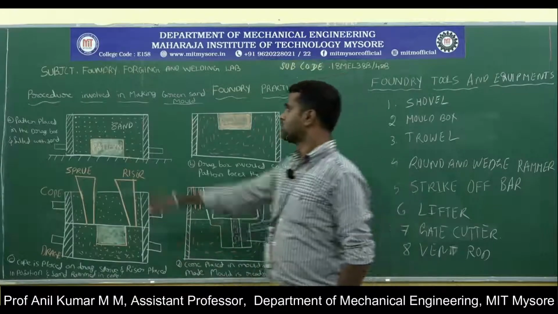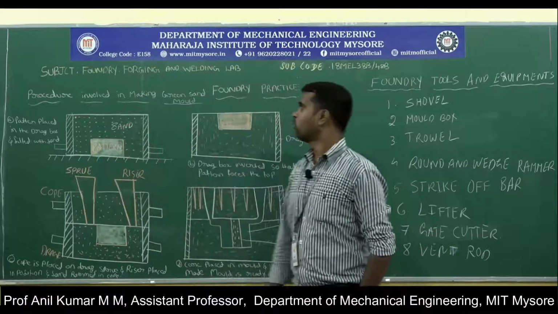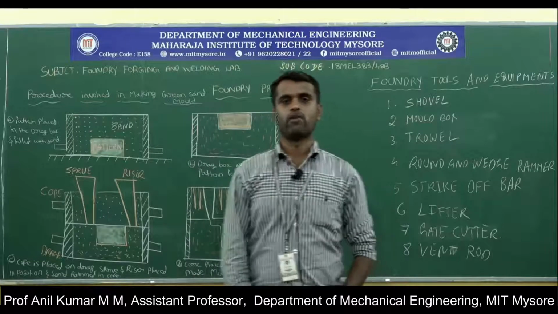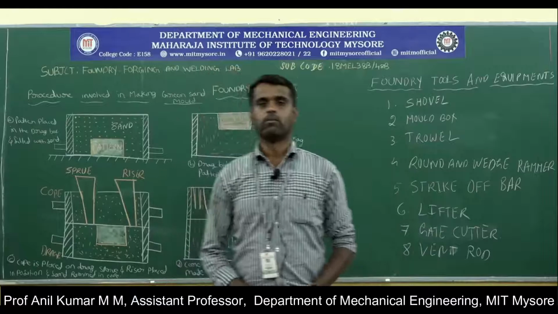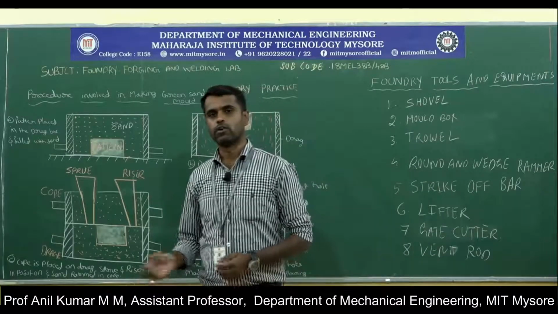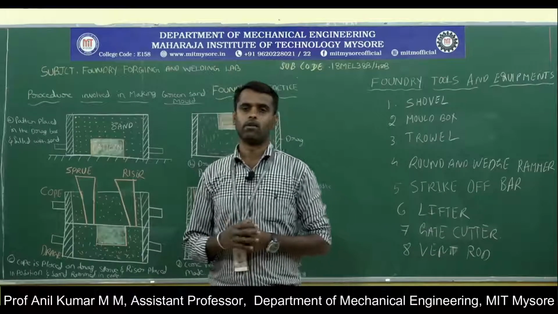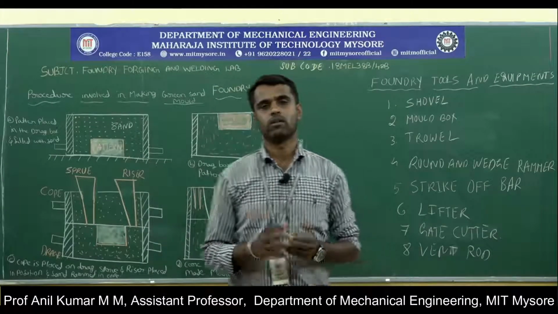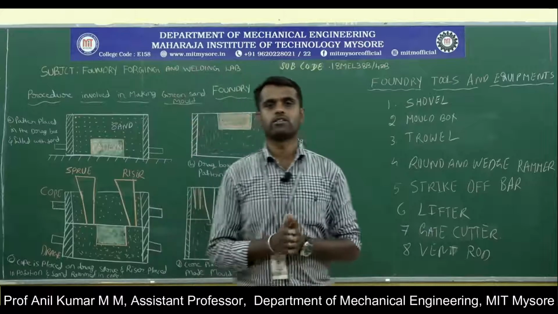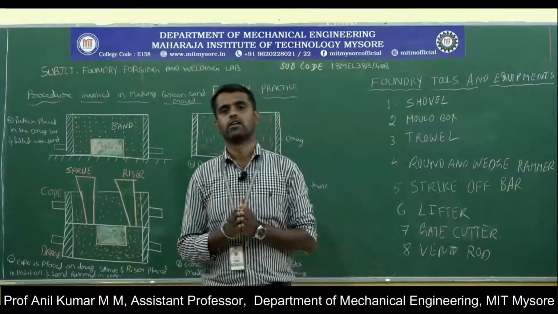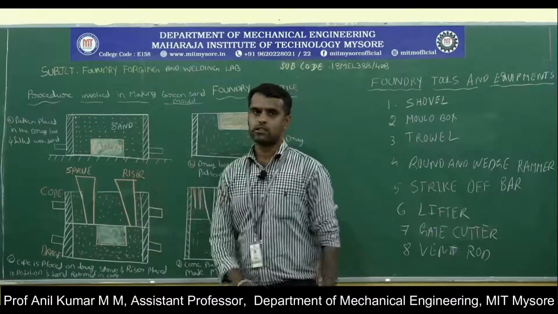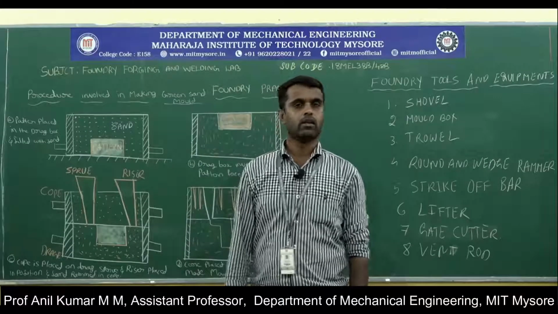Now let us discuss the procedure involved in making the green sand mold. Various types of sand molds are available, but in the foundry shop the most commonly used type of molding sand is the green sand mold. Green sand is nothing but sand in the moist state, having moisture content. That sand we call green sand. Green sand is a mixture of base sand, binders and additives.